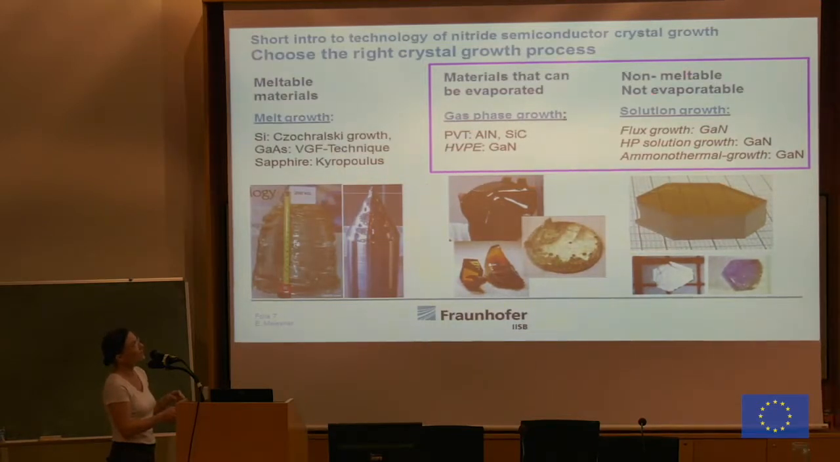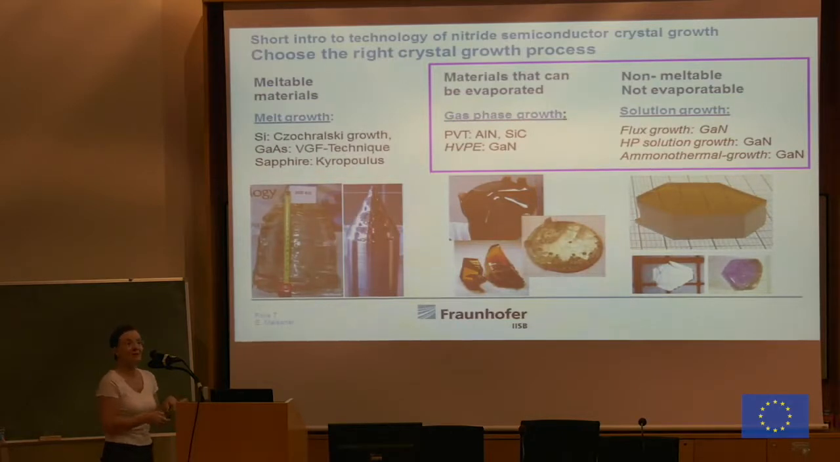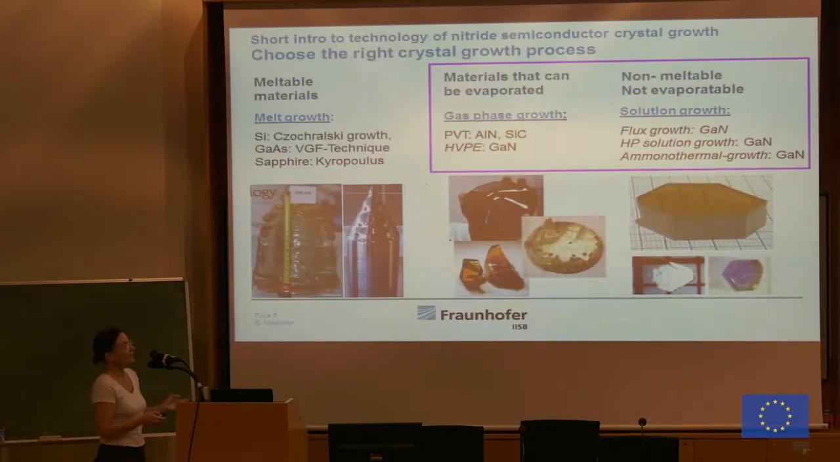So if you have non-meltable, non-evaporatable, this is really the worst corner of the cube. So this is the worst choice. And the gallium nitride you see still here. So the gallium nitride for the crystal growers really is the most difficult material we ever had amongst all the materials that we want to grow crystals out of in the last tens of years.